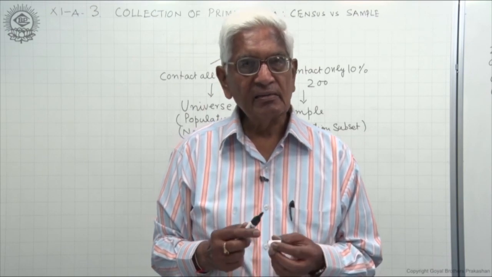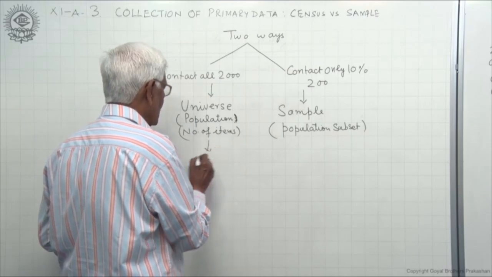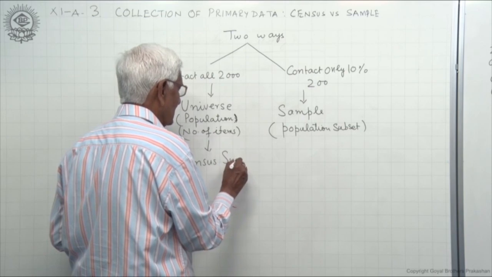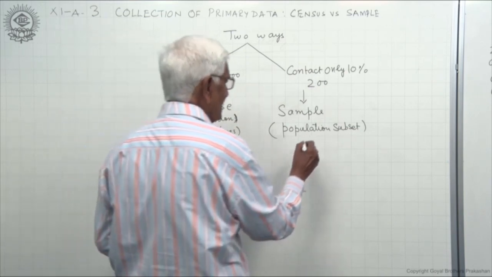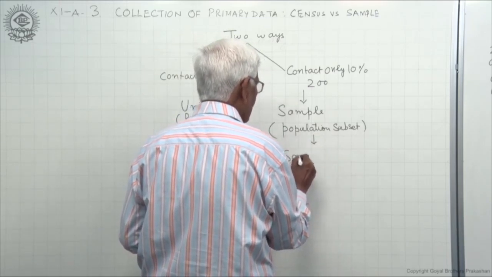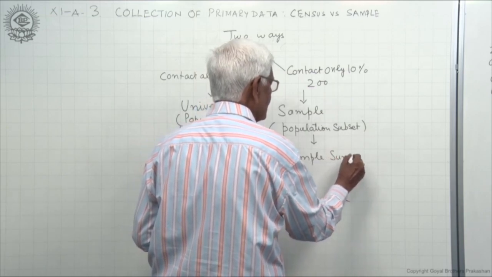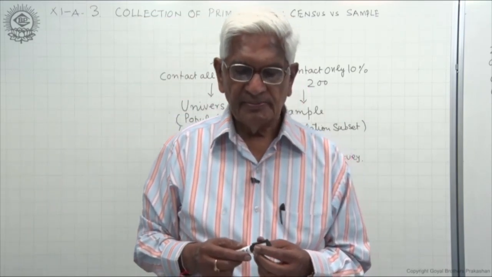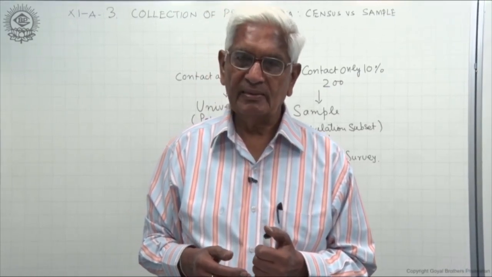The survey done in this manner is called census survey. And in this manner, when you take only a part of it, we call it sample survey. Census survey and sample survey.